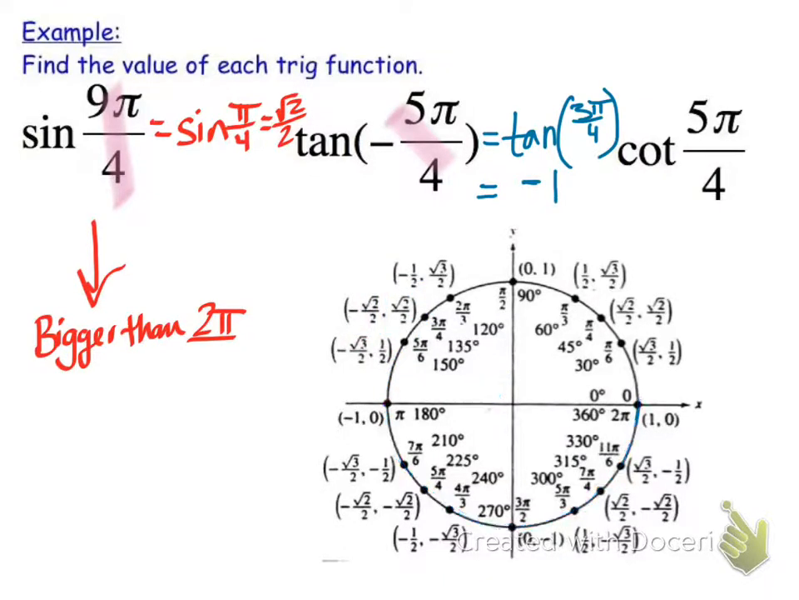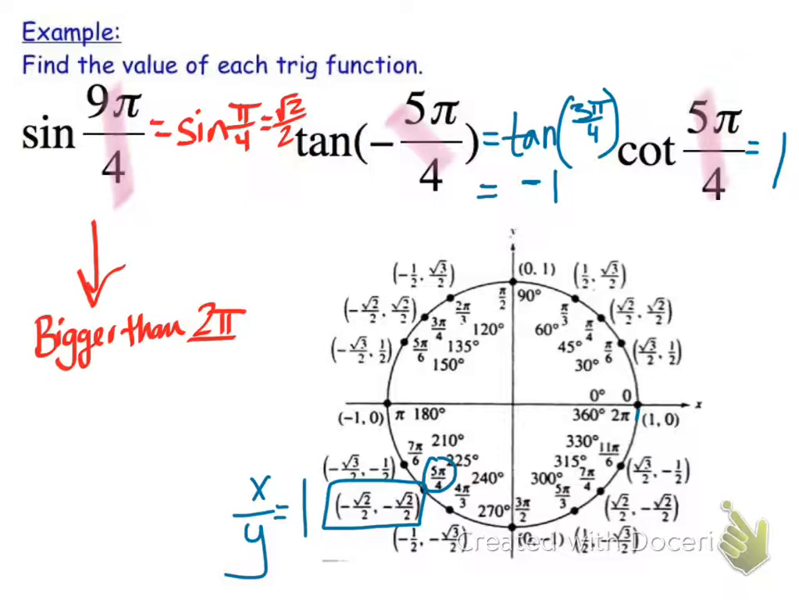Last but not least, we have cotangent of 5 pi over 4. So again, we have to find the angle on our trig circle. So 5 pi over 4 is there. We see that it's x over y. And we see that it's going to be negative square root of 2 over 2 over negative square root of 2 over 2, which is just 1. Hopefully you remember that there's another angle that has a cotangent of 1.